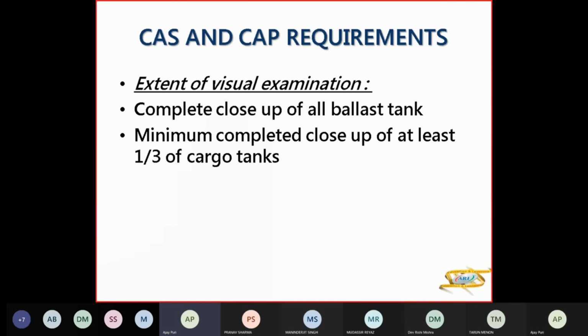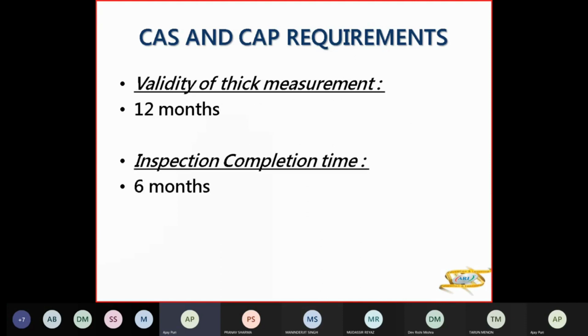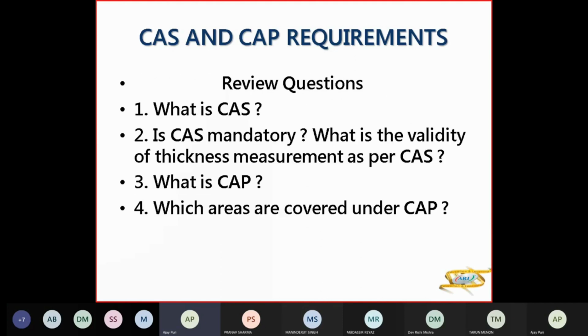तो they avoided your dry docking for this. उन्होंने सेलिंग में ही कर लिया and they saved lot of money in that. Because I was new master, so I agreed. पुराना master agree नहीं करता. So minimum completed close-up of at least 1/3 of cargo tank. अगर मैं orals लेता तो मैं close-up के ऊपर बहुत ज़्यादा questions पूछ सकता था. ये practical experience है. Validity of thickness 12 months, inspection time 6 months.